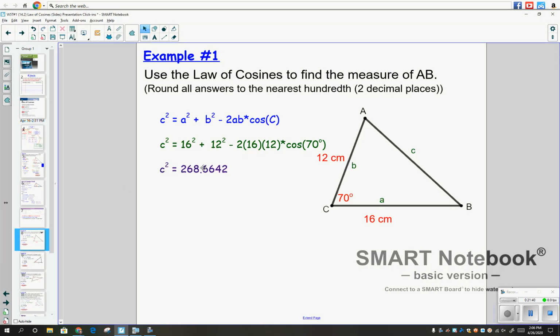That's c squared. But that's not side c, is it? How do I solve for c? Just like in the warm-up when I did the Pythagorean theorem, what did I do? I have to take the square root. If I take the square root of c squared, I get c. Well, I need to take the square root of 268.6642.